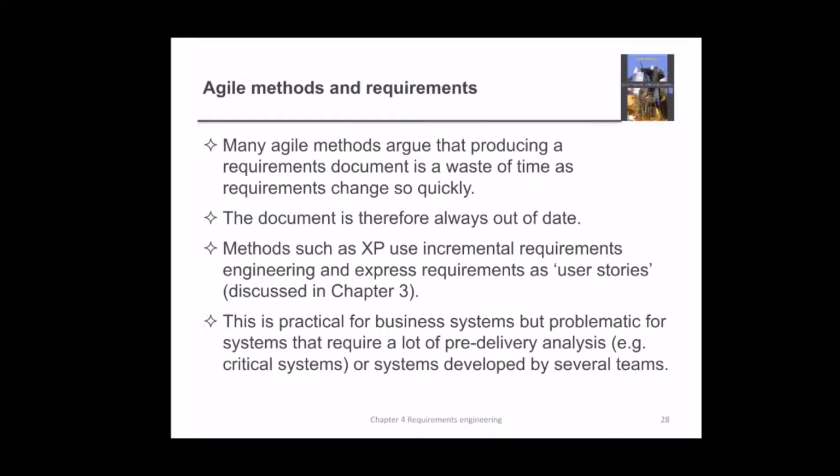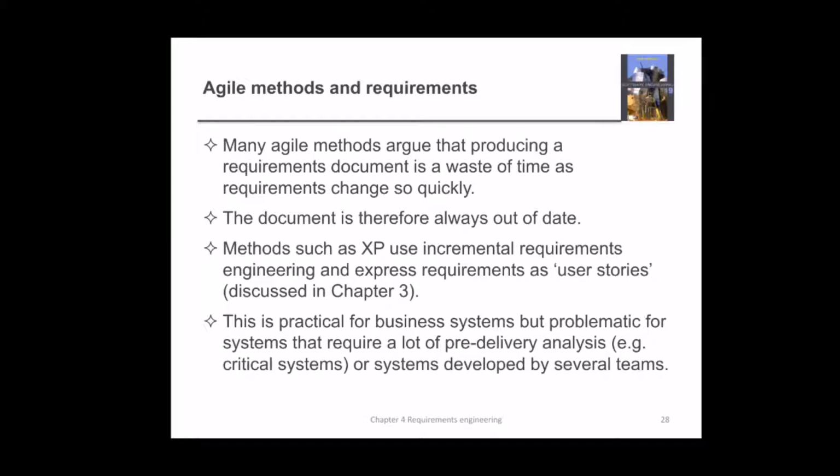Many agile methods argue that producing a requirement document is a waste of time as requirements change so quickly. The document is therefore always out of date. Whatever document we are going to have will be out of date. Methods such as extreme programming use incremental requirements engineering and express requirements as user stories. During development, if you're following an agile method, you maintain a document, but you will not have a complete document of what the system has to do. You will be developing a small requirement document including what the system has to do in the next increment, right?